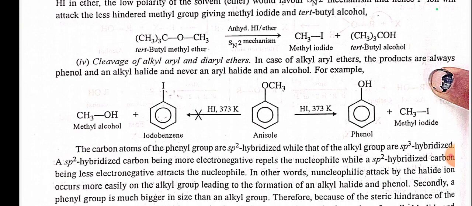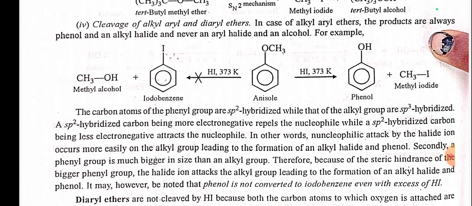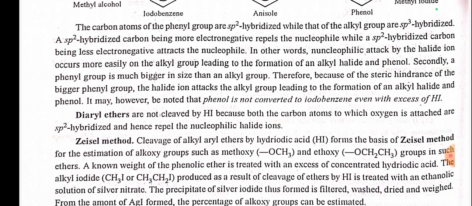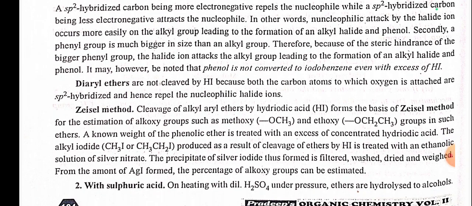Cleavage of alkyl aryl and diaryl ethers. In the case of alkyl aryl ethers, the products are always phenol and an alkyl halide, never an aryl halide and an alcohol. Anisole plus HI gives phenol plus methyl iodide. The carbon atoms of the phenyl group are sp2 hybridized, while those of the alkyl group are sp3 hybridized. Sp2 hybridized carbon, being more electronegative, repels the nucleophile, while sp3 hybridized carbon, being less electronegative, attracts the nucleophile. In other words, nucleophilic attack by the halide ion occurs more easily on an alkyl group, leading to the formation of an alkyl halide and phenol.